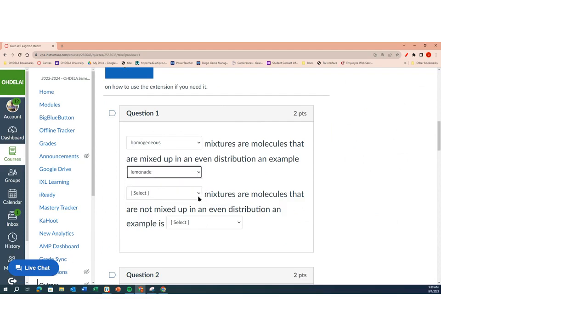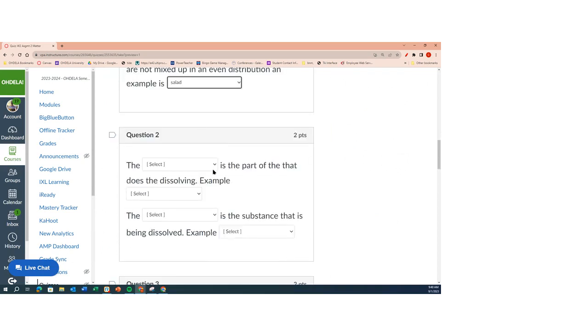It's lemonade. Blank mixtures are not evenly distributed. Yeah, thanks, Jasmine. Heterogeneous. An example would be salad. All right.